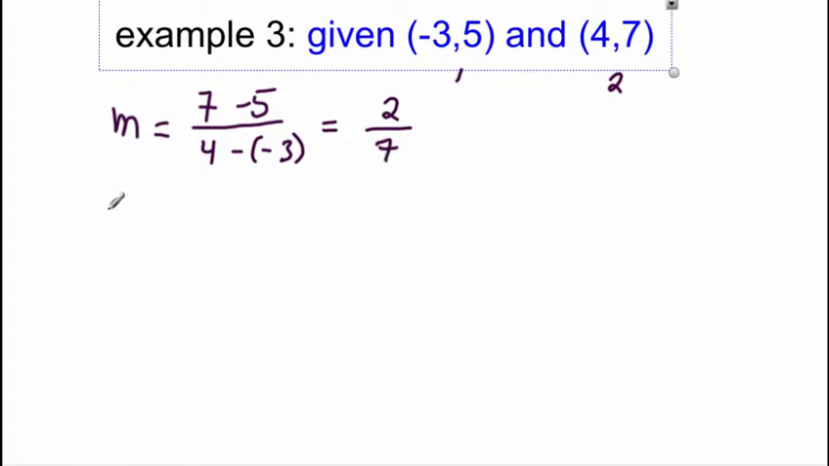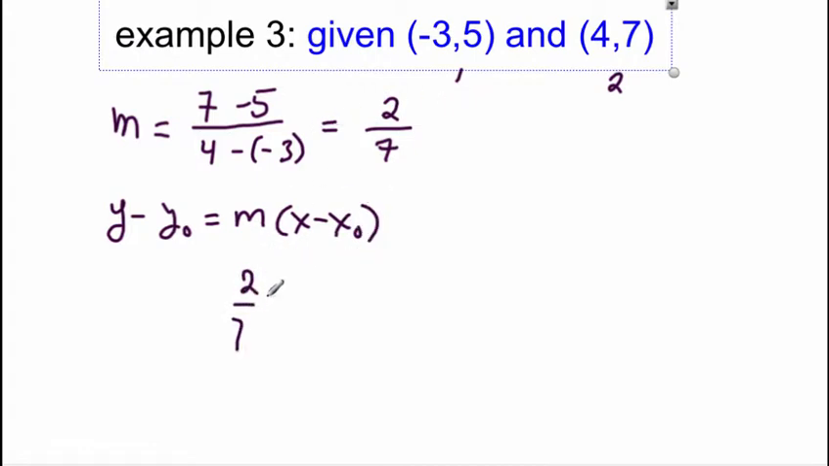And I can now put this into my slope-intercept form or my point-slope form as I like, and I will pick for the moment to use y minus y naught is equal to m times x minus x naught, and therefore I have my slope, which is 2 over 7. The x-coordinate that we are given is, I'll pick the easy one, 4, and we have y minus 7.